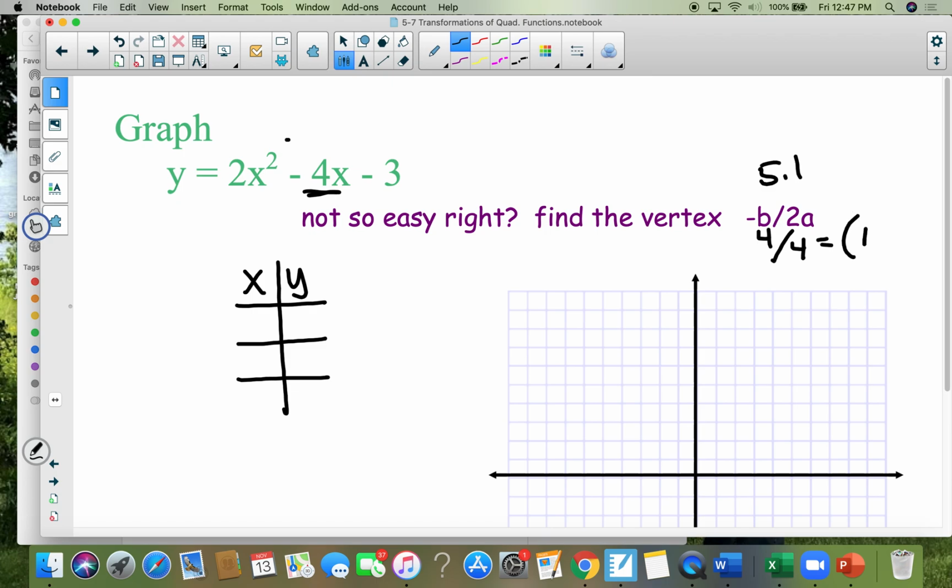So you get 1 comma. Just like we did in 5.1, we found the vertex. We put a 1 in here and a 1 in here. And when you plug that all into your calculator, you're going to get 2 take away 4. 2 take away 4 is a negative 2, minus 3 is a negative 5. That goes in the middle. That's your middle point.